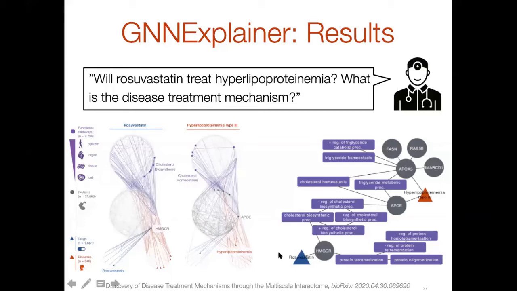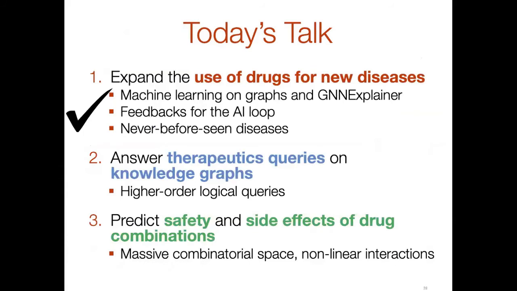And that can then be visualized as in this small subgraph of proteins associated with functional gene ontology pathways, which explains what really has driven the model to make the particular prediction. So this concludes this first part of the talk, which was the longest. I promise the other two will be much shorter, on how we can expand the use of drugs for new diseases. So how can we really do effective drug repurposing?